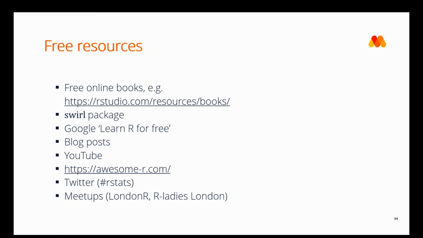As I touched on before, there's lots of online books. These can range from performing data science within R, to visualizations in R, to much more complicated things such as machine learning in R. There are free books available on the RStudio website for these. There's also a package called the Swirl package, which if you install is a really interactive way of learning R and how to code in R. You could also simply just Google Learn R for free. And if you do this, you'll come up with a multitude of options where you can learn R for free.